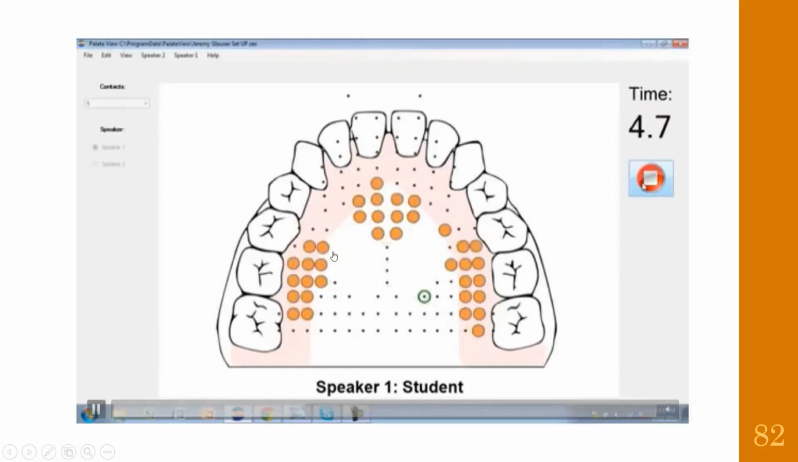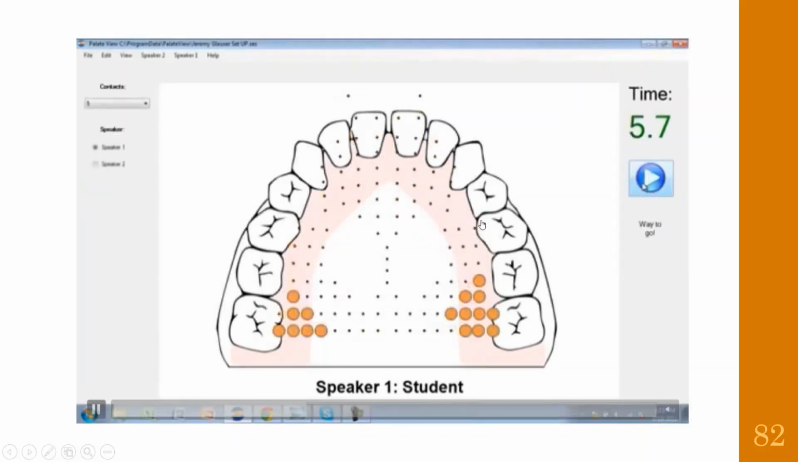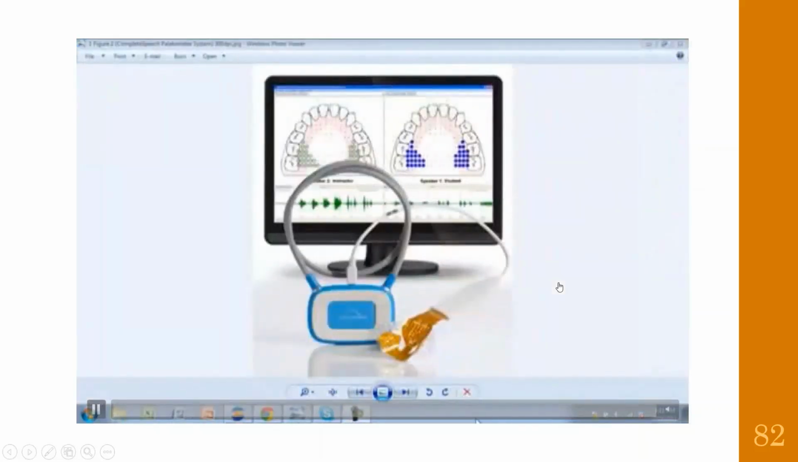The muscle tonicity is also checked by touching the green dots on the palate, and in how much time it is done is also checked by the time given on the right side.